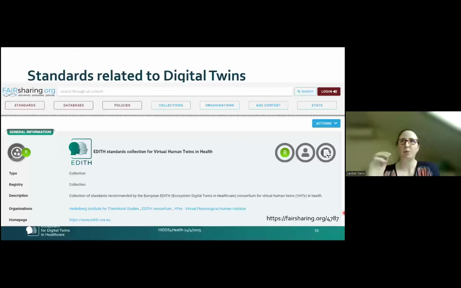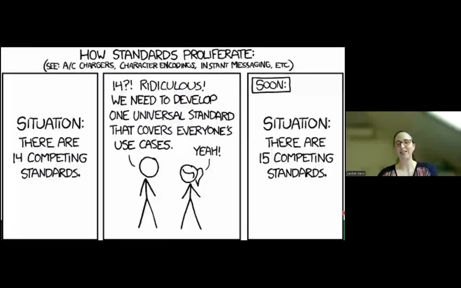Now, one thing that is important for regulatory science is the following of standards. You might think, well, digital twins is something relatively new in healthcare, so there may be no standards that are very specific. Now, there are actually a lot of standards that do have something to do in this space. And so colleagues from the EDITH consortium developed this FAIR sharing collection of 149 different standards that actually are related in some way, shape, or form to digital twins. So there is definitely some stuff that is already standardized.